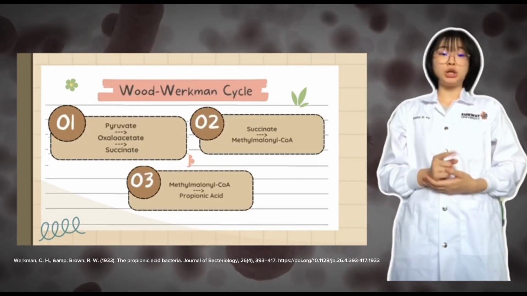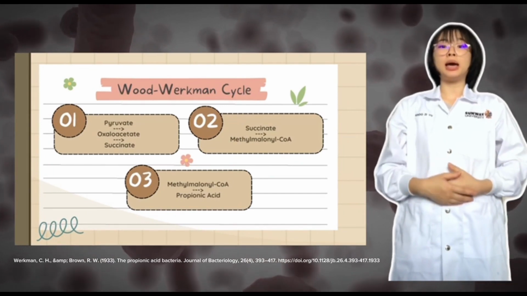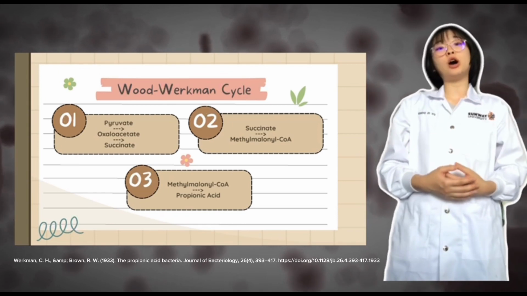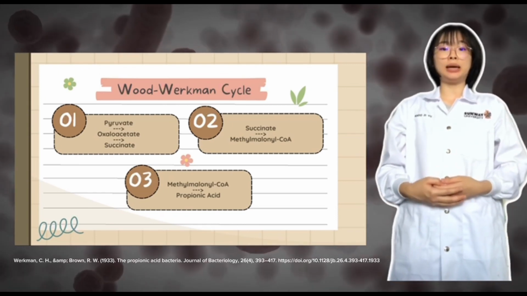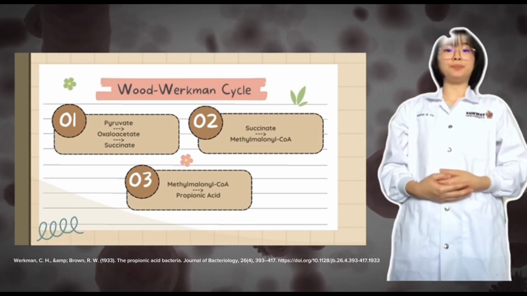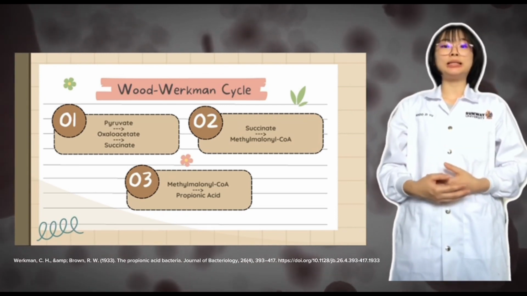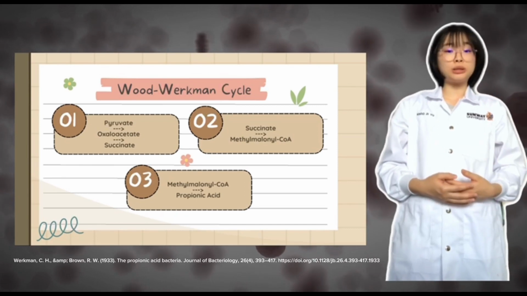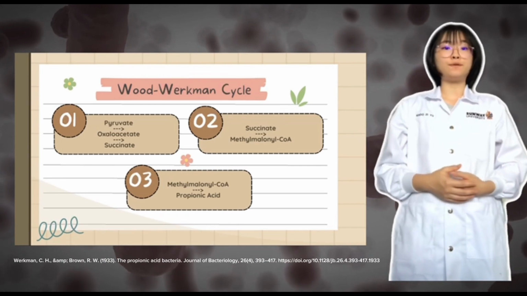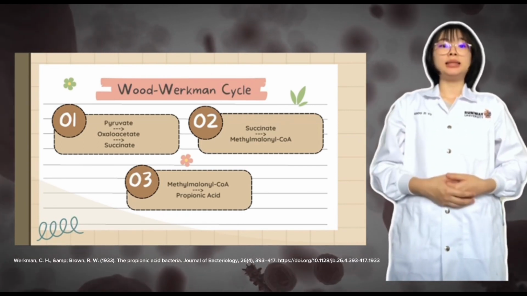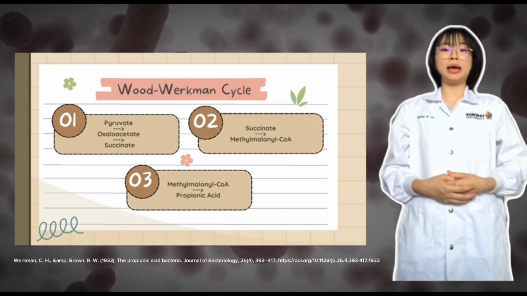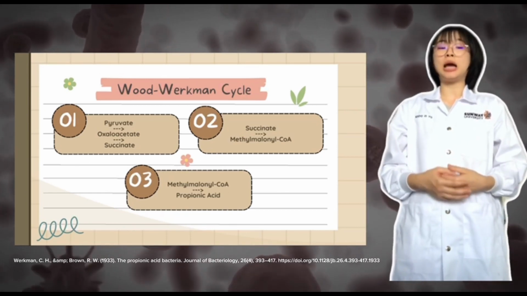In the first stage, pyruvate is carboxylated by the enzyme pyruvate carboxylase, resulting in the formation of oxaloacetate as an intermediate. This reaction requires the presence of biotin as a cofactor. Oxaloacetate is subsequently reduced to succinate through a series of enzymatic reactions involving malate dehydrogenase and fumarate reductase. This reduction of oxaloacetate to succinate is accompanied by the generation of NADH as a cofactor.